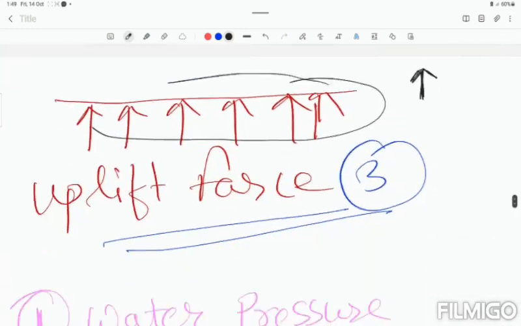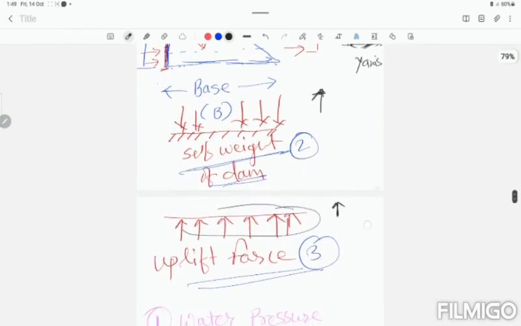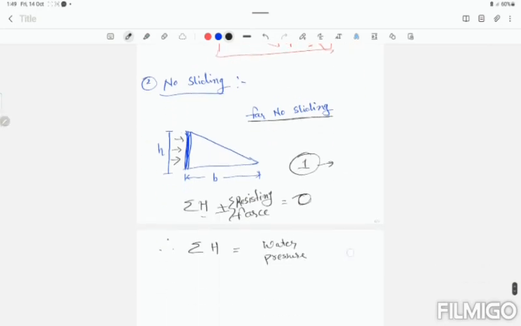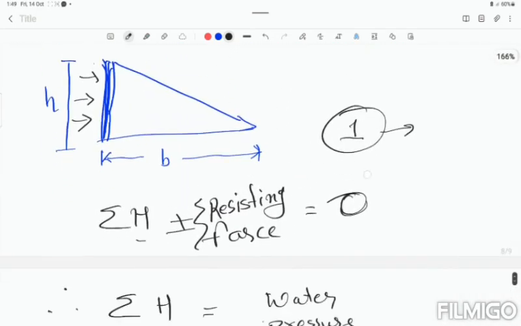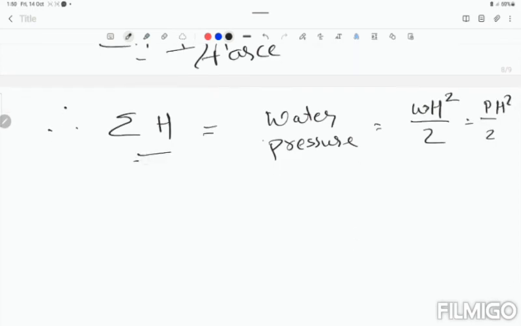If we are talking about horizontal forces, there is only one force, and this is the water pressure which is exerted on the upstream side of the dam. Only water pressure is there, and we know what the water pressure is. Water pressure is nothing but w into h square divided by 2. We can also write w as rho g, so the pressure is ph square divided by 2. So this is all about horizontal forces.